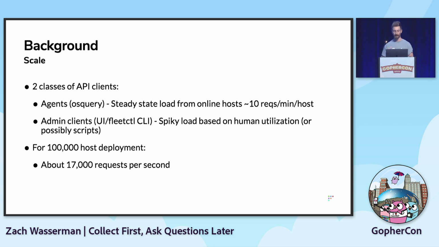And so if you do a little bit of napkin math, you find that a 100,000 host deployment, you end up with about 17,000 requests per second on the server. So we're not talking Google scale, but it's nothing to sneeze at.